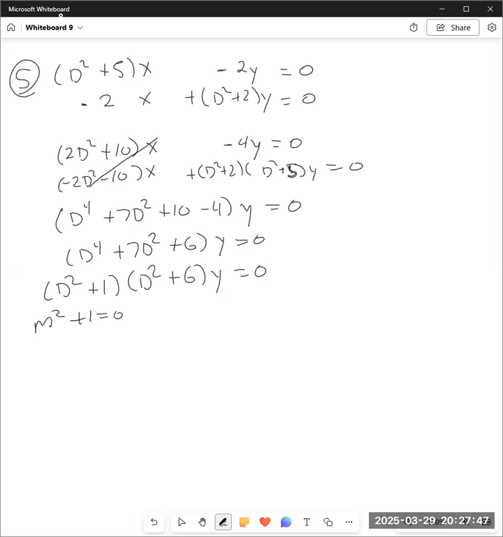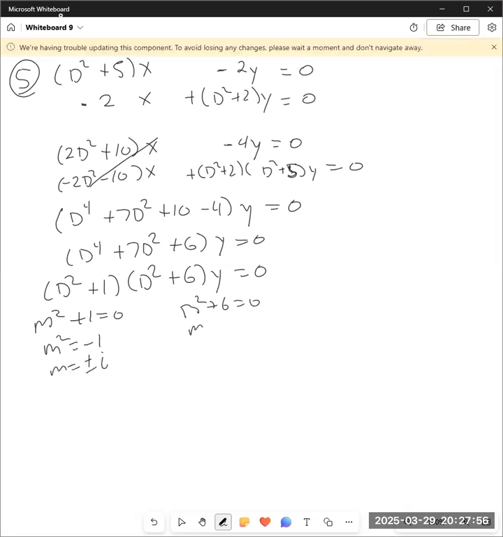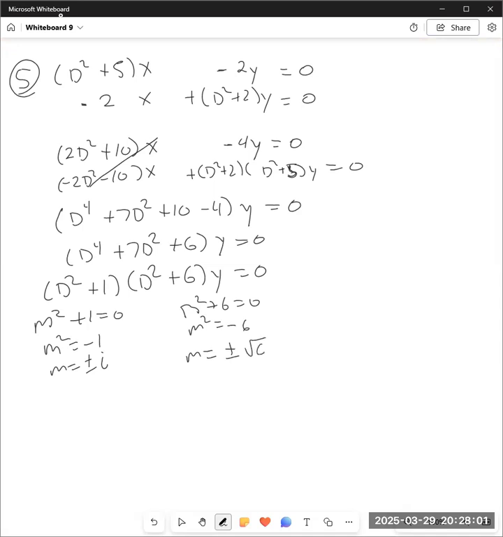So let's turn those into auxiliary equations. m² + 1 = 0, m² + 6 = 0. m² = -1, m = ±i. m² = -6, m = ±√6 i. So my y equals c1 cosine t plus c2 sine t plus c3 cosine √6 t plus c4 sine √6 t.